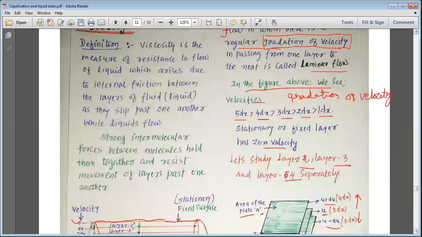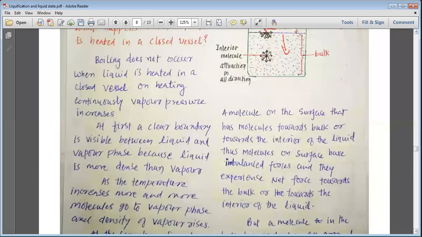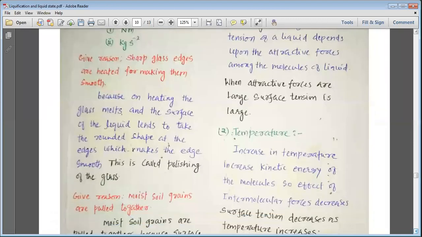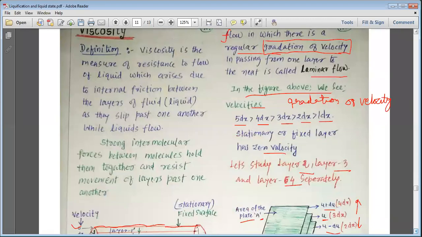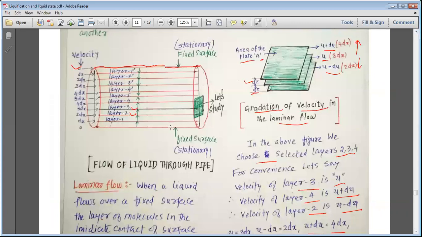So my dear students, let us do a simple and quick revision of whatever we have studied today. Today we have started studying viscosity. Viscosity is the measure of the force of friction, or the resistance provided to the liquid when the liquid is flowing. We know that liquid flows in layers. So as you go away from the fixed surface of the tube or vessel in which the liquid is flowing, the velocity of the liquid layers increases.